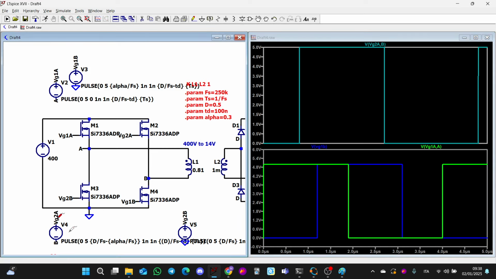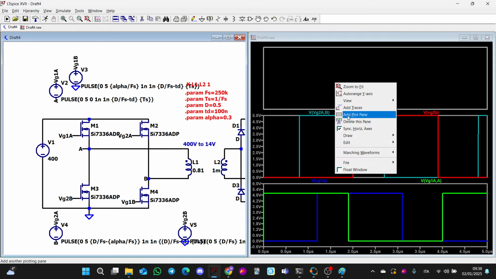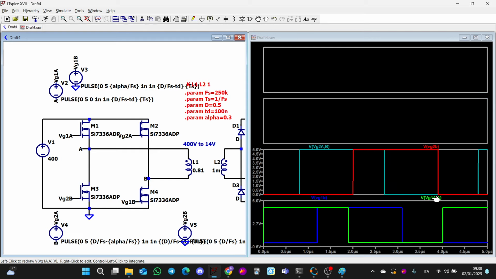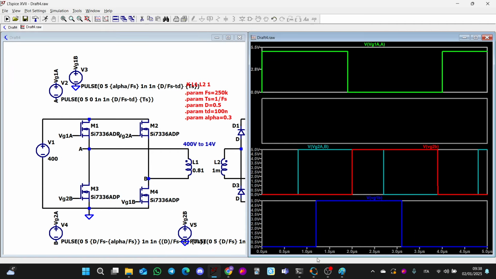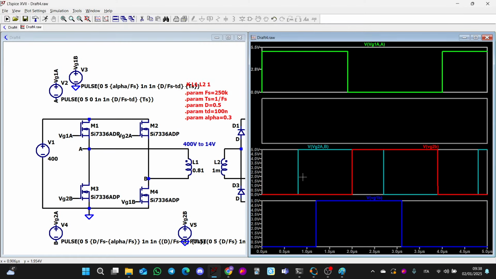So let me check again V4 and this M3. Let us put 4 plots so it is more clear. This is the first. So we have the same plots, QA. Then we have QB.